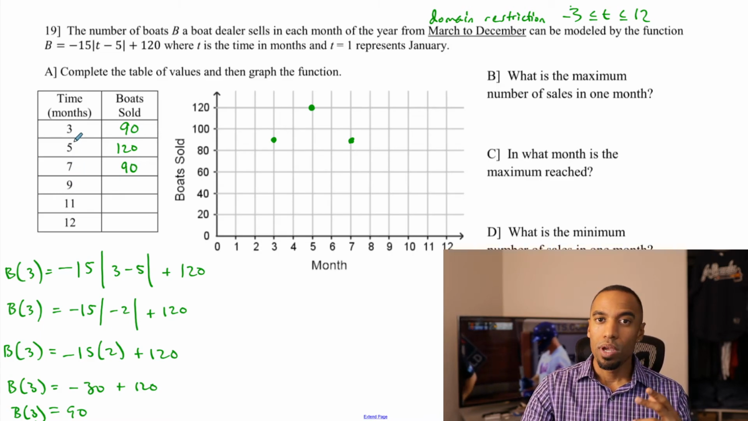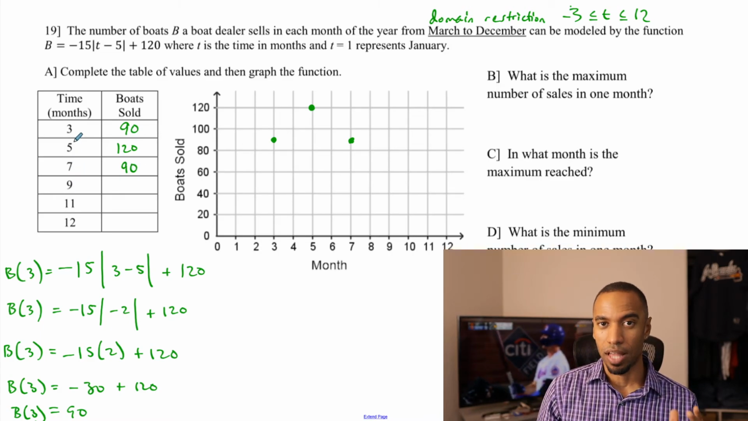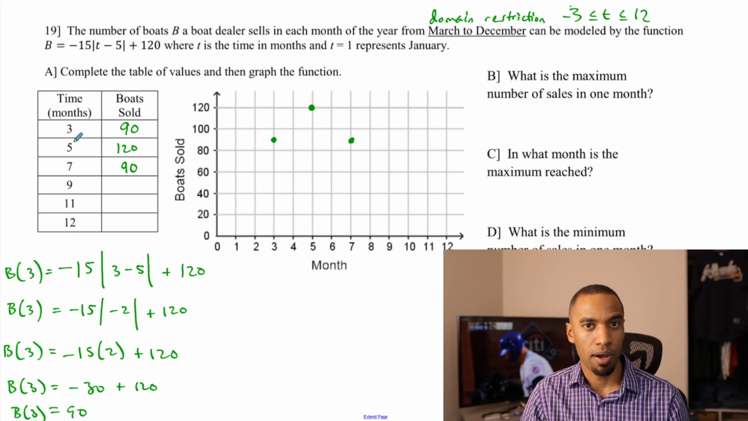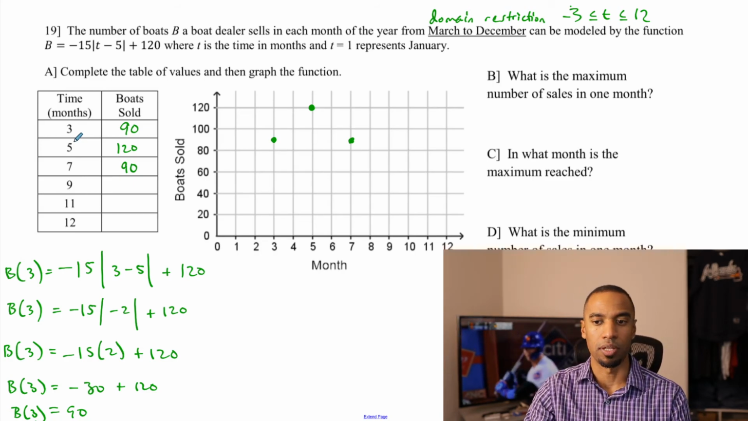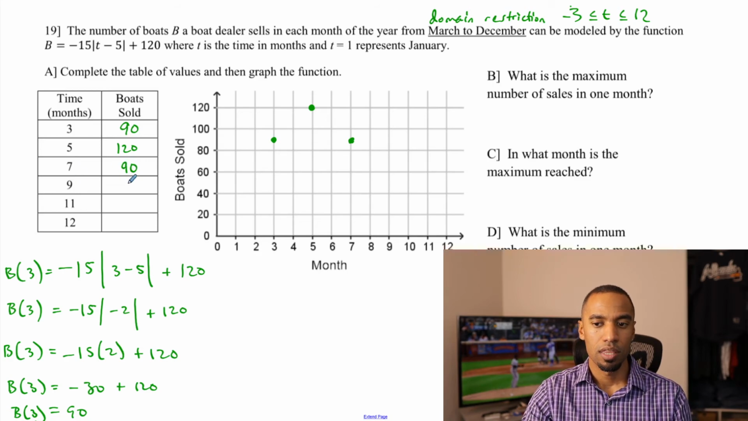2 months later, we sell 30 less boats, right? 15 boats a month is 30 boats in 2 months. You kind of double it. So what's 30 less boats than 90? That's 60. I'm subtracting 30 there.